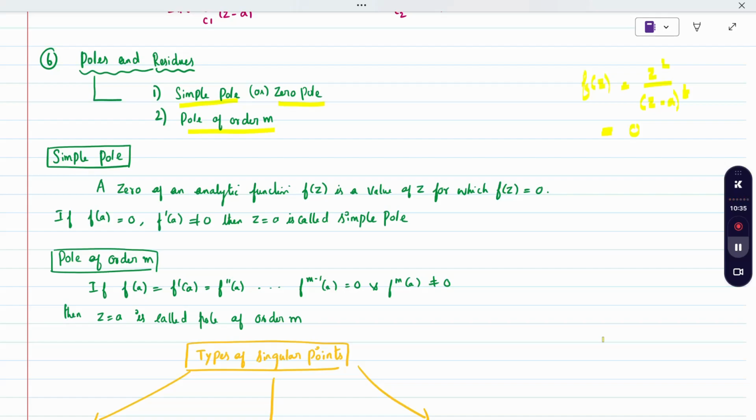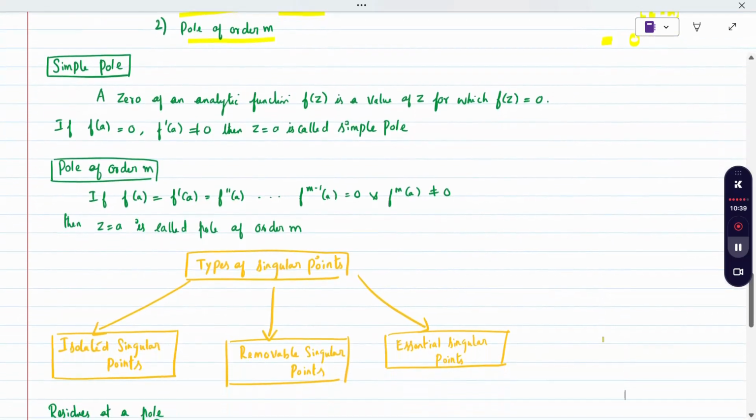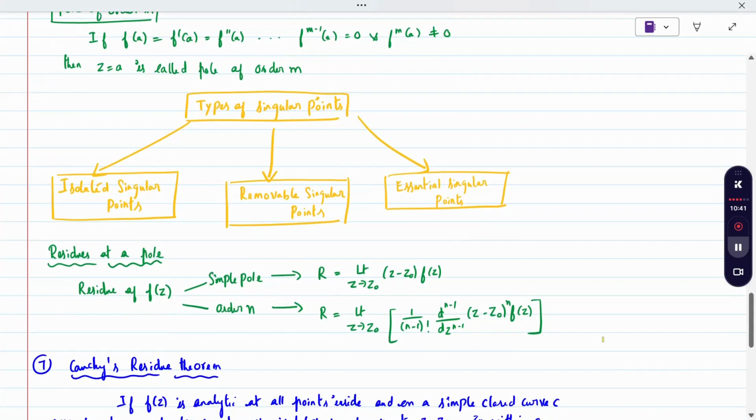Before going with the residues, we should learn what we mean by a singular point. A singular point is the answer I get when I make it equal to 0. There are three types of singular point: isolated singular point, removable singular point, and essential singular point. This can be explained in my later video on singular points. You can check it in the residue problem.